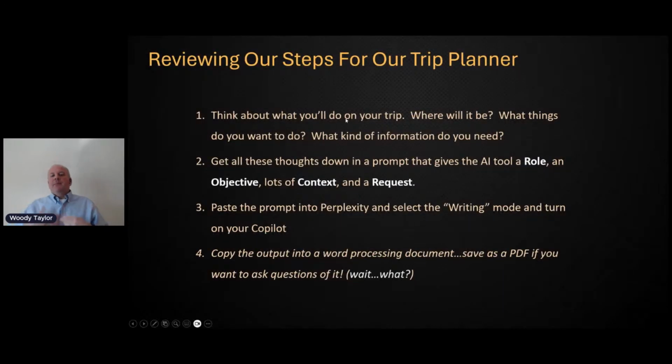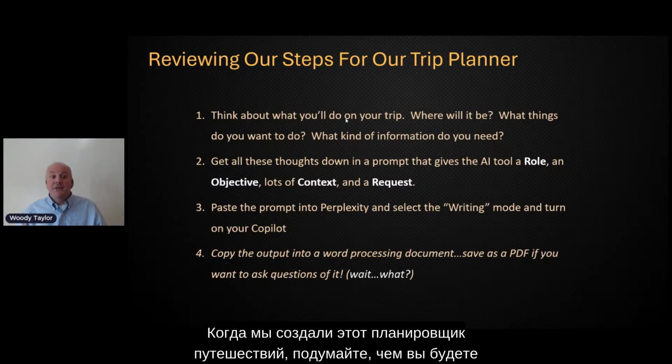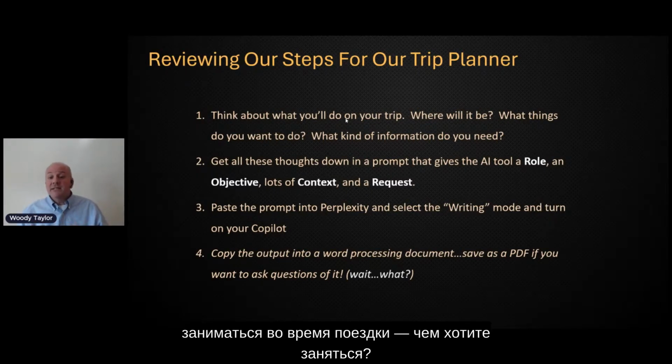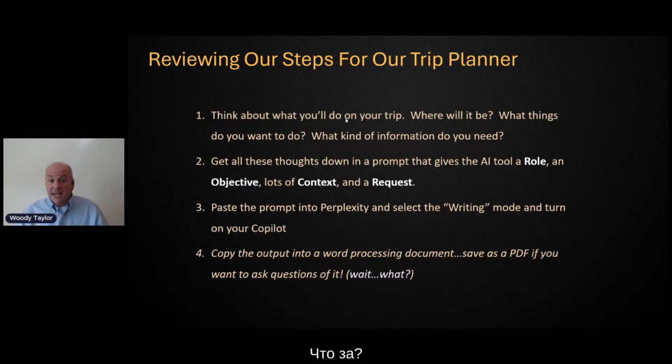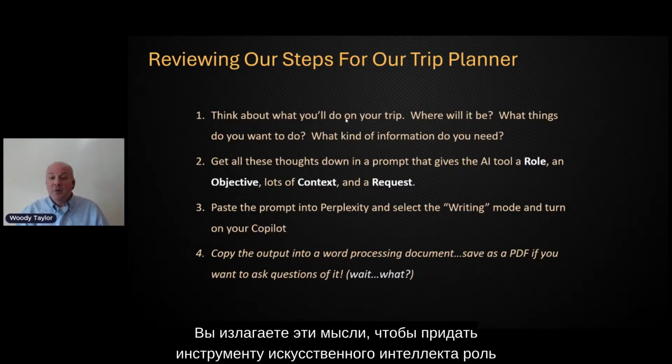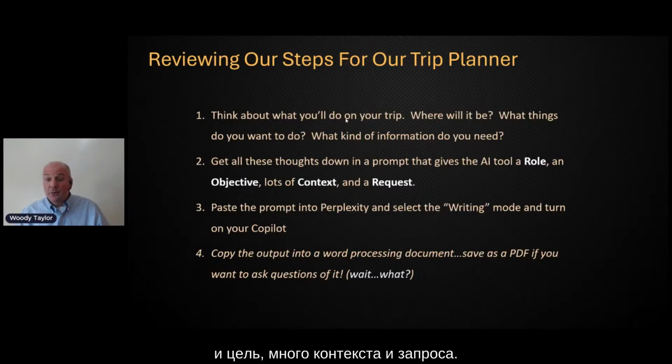So when we built this trip planner, think about what you'll do on your trip. Where's it going to be? What things do you want to do? What kind of information? Build that into a prompt. You get all these thoughts down in a prompt that gives the AI tool a role, an objective, lots of context, and a request. And then we paste that prompt into Perplexity, and we selected the writing mode to turn on that Copilot to give us a really informative and interesting breakdown of what we might do.